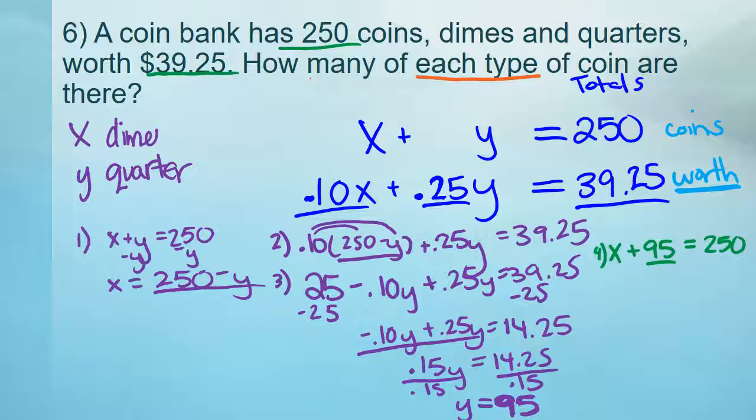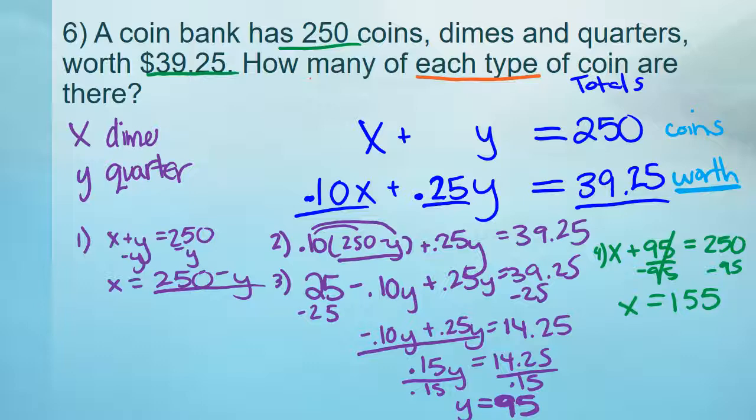This is step 4, by the way. I'm going to subtract both sides by 95. So on the left side, that leaves me with x. 250 minus 95 gets me to 155. Well, that makes sense for the amount of coins.